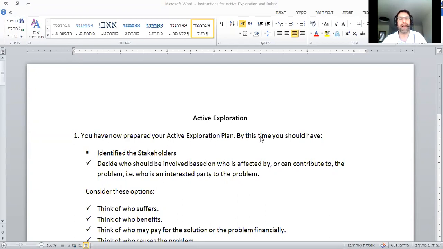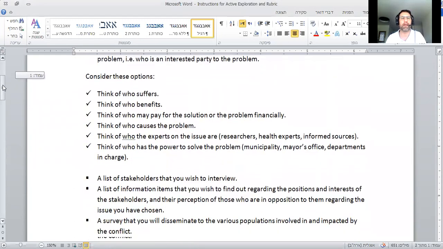You should have, first of all, identified the stakeholders. You needed to decide who should be involved in the solution process based on who is affected by, can contribute to, who contributes to the problem, and who is an interested party to the problem. And there are several things which you should have taken into consideration while you were doing this. First of all, you should have thought of the two basic things. Who are the people that suffer from the problem, and who are the people that benefit from the problem?